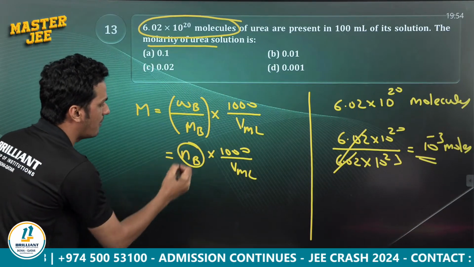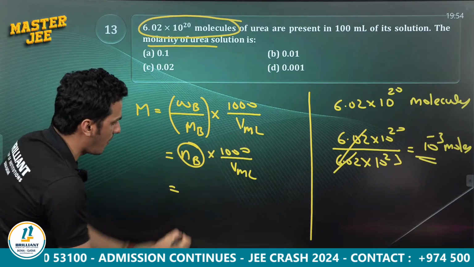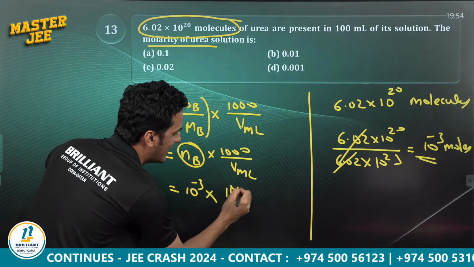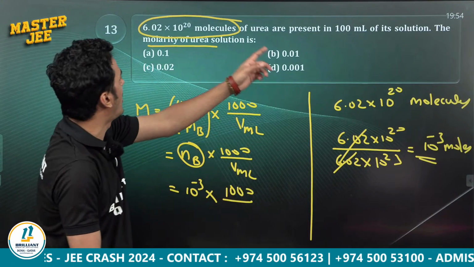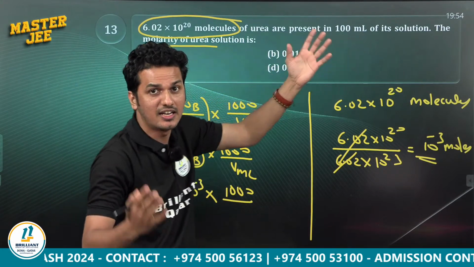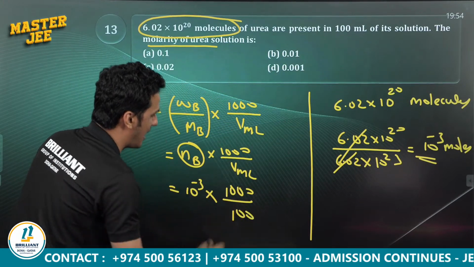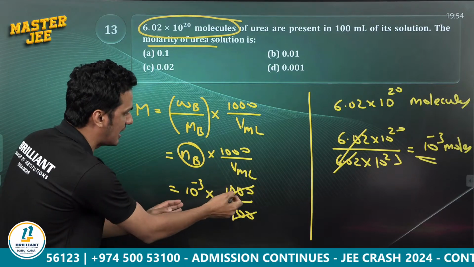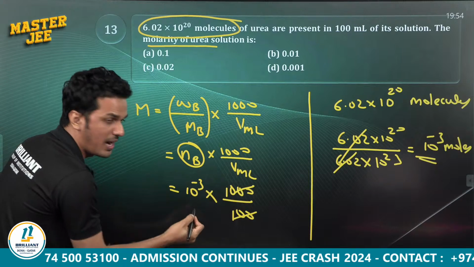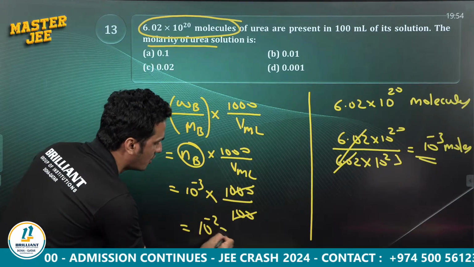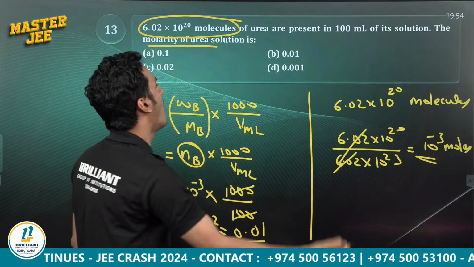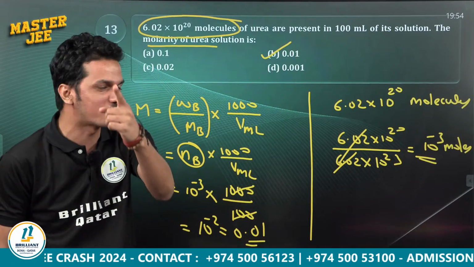Meaning instead of this number of moles, I can substitute 10 to the power minus 3, into 1000 divided by V in mL. What's the volume in milliliter? 100 mL. So I can cancel this 100 with the 1000, then the remaining is 10. 10 into 10 raised to minus 3 is 10 raised to minus 2. That means 0.01. Is there any option like that? Yes! Option B is the correct answer, guys.